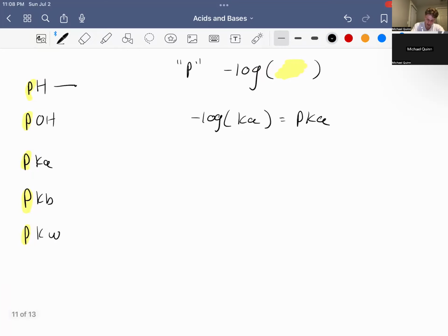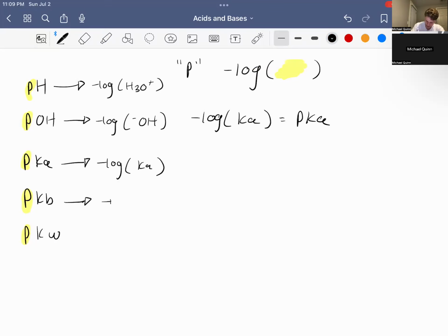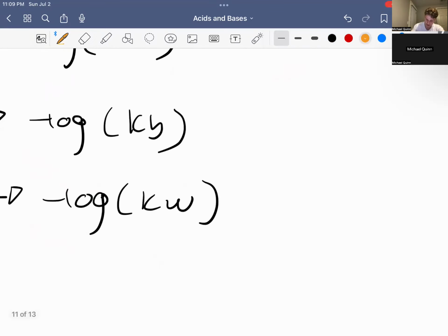So this is simply the negative log of our H3O plus concentration. This is the negative log of our OH minus concentration. This is the negative log for Ka. This is the negative log for Kb. This is the negative log of Kw, which at 25 degrees Celsius, remember, is 1 times 10 to the negative 14.